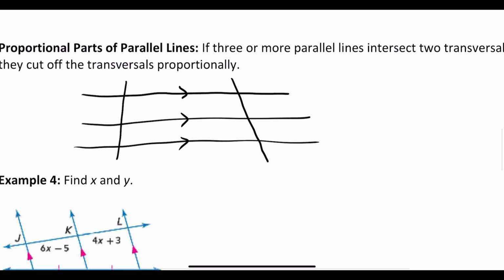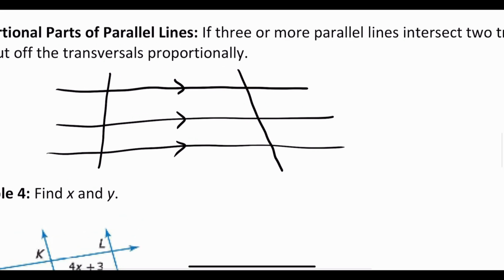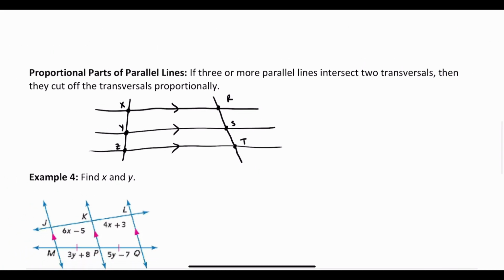I'm going to label some stuff. I can see that there's a point here, here, and here. So let's label them. I'm going to call this X, this Y, and that Z. Then there's a point here, and a point here. I'm going to call these R, S, and T.